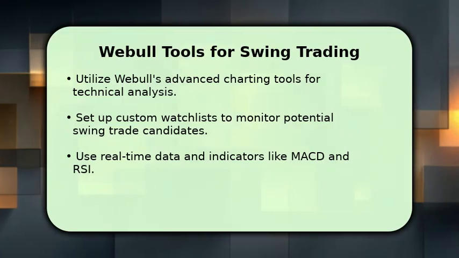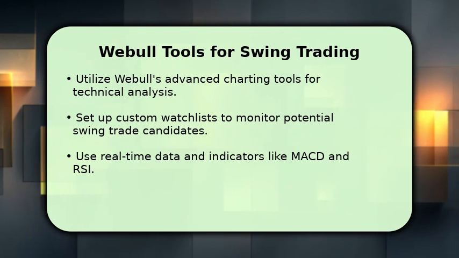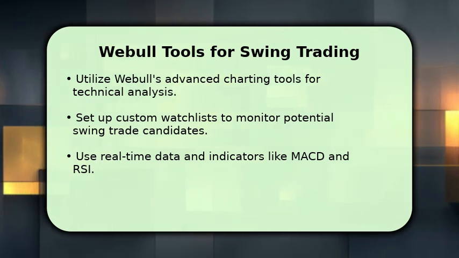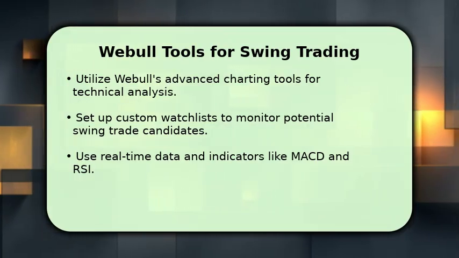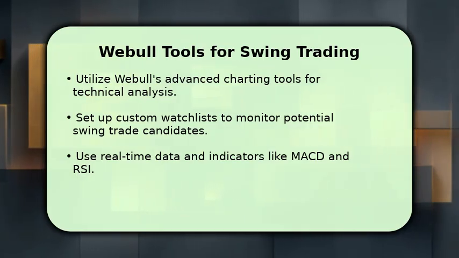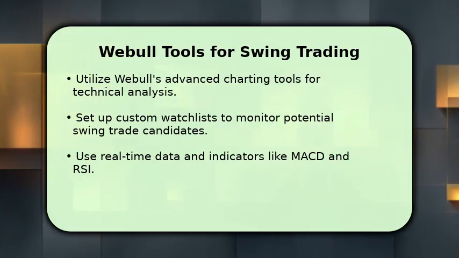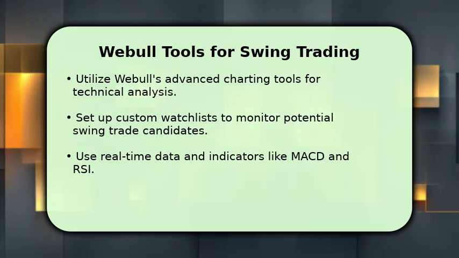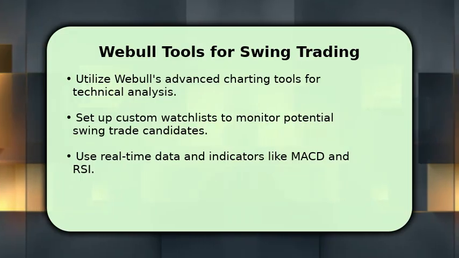Webull offers robust tools essential for effective swing trading. Leverage its advanced charting capabilities to perform in-depth technical analysis, identifying key support and resistance levels. Create personalized watch lists to keep a close eye on potential stocks that fit your swing trading criteria. Furthermore, utilize real-time market data and a wide array of technical indicators, such as the moving average convergence divergence and relative strength index, to inform your decisions.